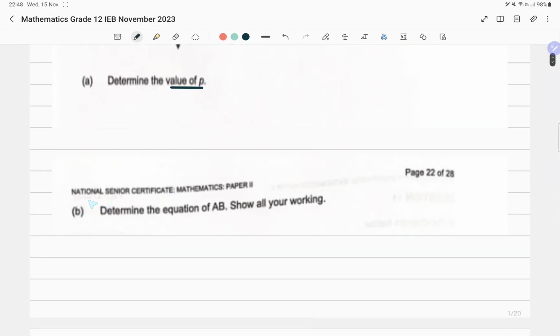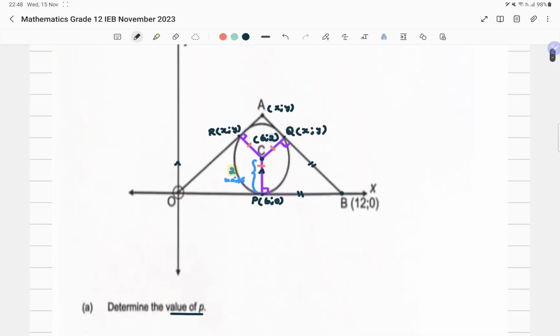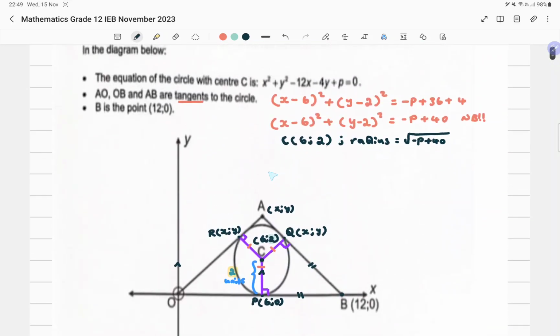Next question says, determine the equation of AB and show all your working. Okay, so as you can see here, we've worked on our diagram a little bit, so we want the equation of this line. So we've got this point B, all right, but now we've got a lot of points we don't know on AB. We don't know point Q, we don't know point A. All we know is that this line is perpendicular to Q, but we also are not able to find the gradient of this line.